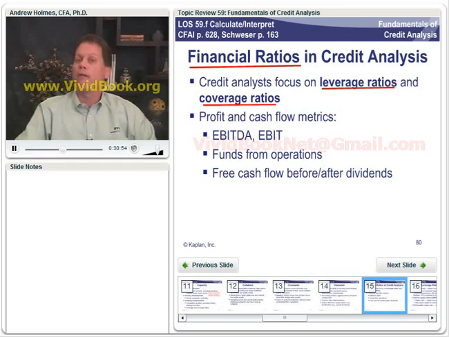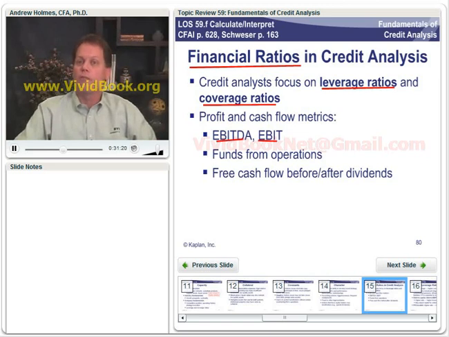So our profit and cash flow metrics, EBITDA and EBIT. So the EBITDA, of course, is sort of a crude proxy for free cash flow to the firm. EBIT, I suppose, could also be considered a proxy for that. We frequently refer to that as operating cash flow. Funds from operations, this is going to be net income, where then we add back all of the non-cash stuff, deferred taxes, depreciation, amortization, those types of things. So similar to CFO, but without working capital implications.